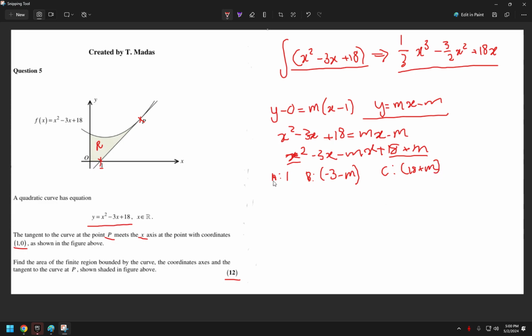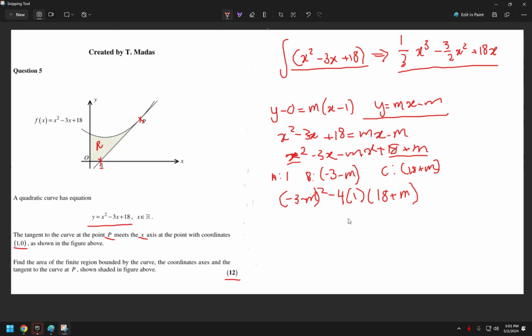Now, in an exam, you would probably want to write b squared minus 4ac to show what you did, just so that you don't lose out on any marks. But as I don't have space, I'm just going to do it right here. Minus 3 minus m, all squared, minus 4 times 1 times 18 plus m. So b squared minus 4ac, where this is a and this is c.